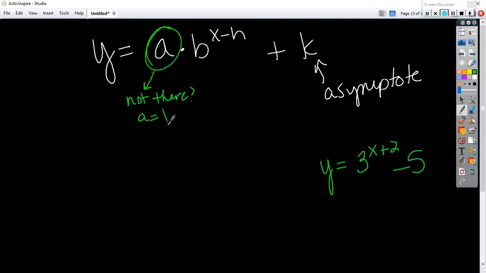Any negative always stays with A. Your B is never going to be negative. So for this one we said A was 1. If this was negative 3 to the x plus 2 minus 5, then your A is negative 1. Your B is never going to be negative.